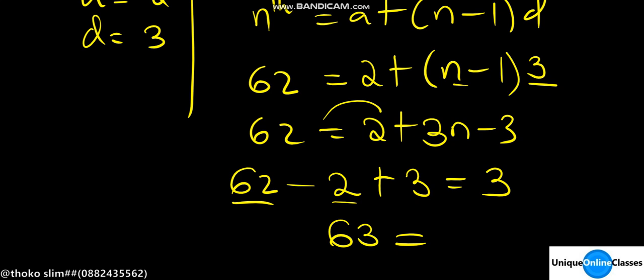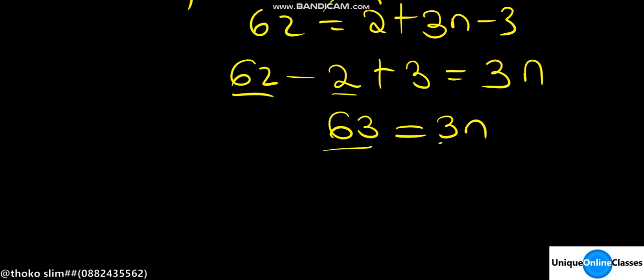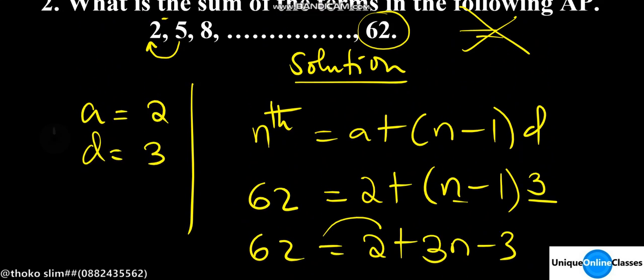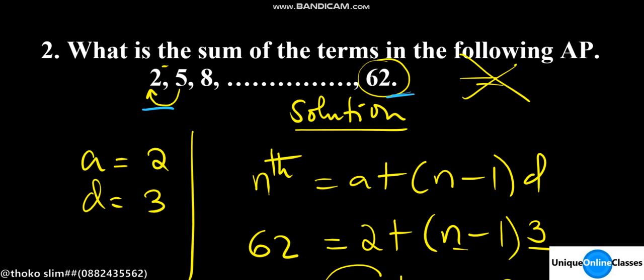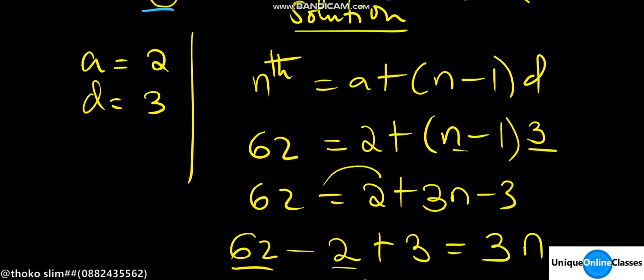Mind you, we have 3n there and 3n here. So to find n, it's just a matter of dividing both sides by 3. If we cancel this, we remain with n, and this gives 21. So what it means is that from 2 to 62 we have 21 terms. Now we can find the sum of 21 terms.